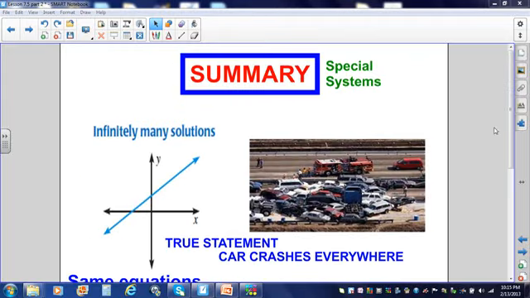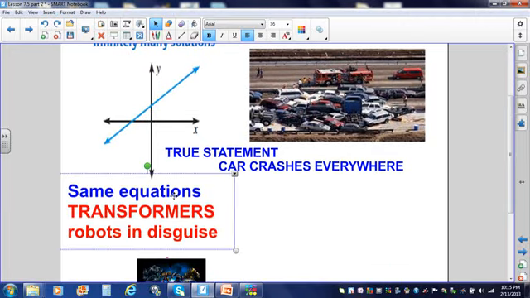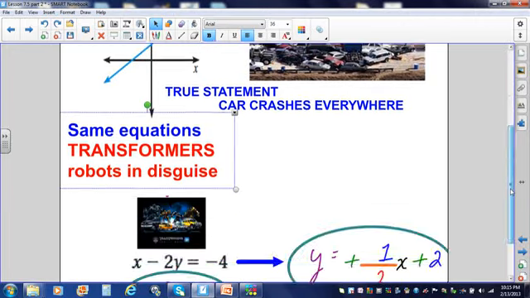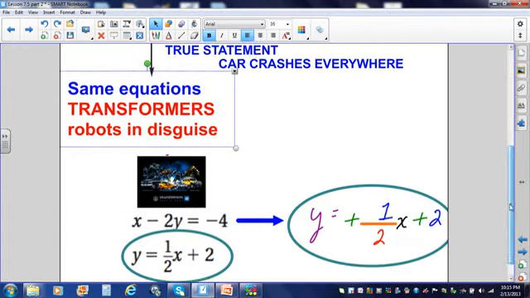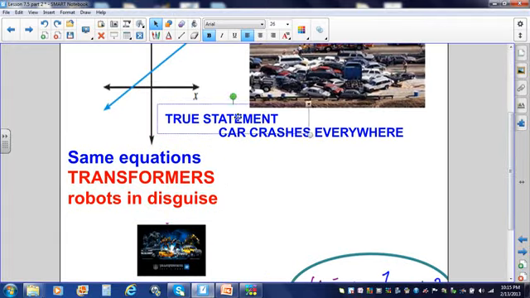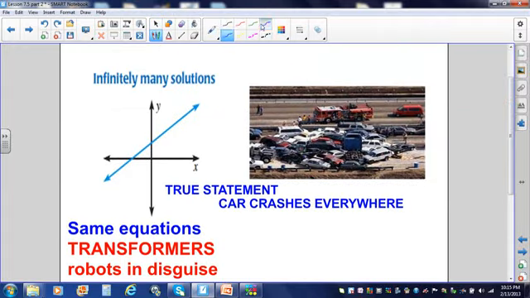And our last summary to write down. If the equations are the same, that was like our Transformers, robots in disguise. If the equations are the same, that gives us a true statement. You have car crashes everywhere. There's an infinite amount of car crashes.